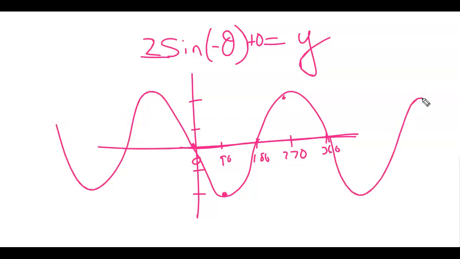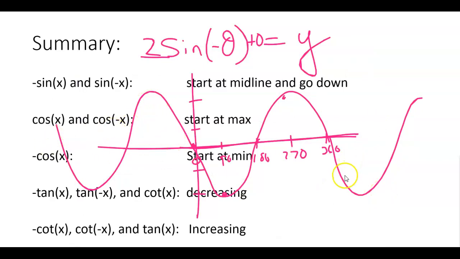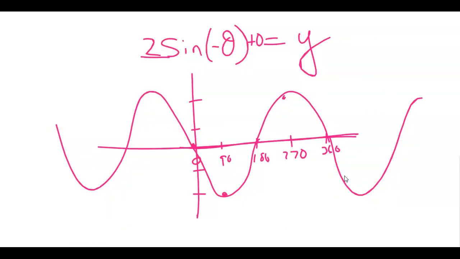Okay, so that's it. So today when you're doing your homework, you have to look at what you have here. Is it a negative inside or is it a negative outside? You're going to use this little reference sheet over here to know where to start and go from there. Now, just to make you think a little bit more, what if you have two negatives? A negative inside and a negative outside.